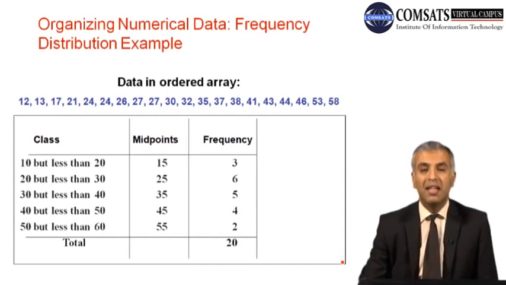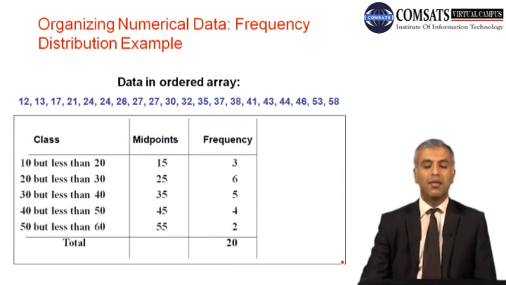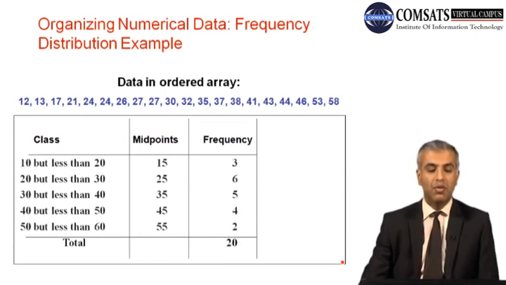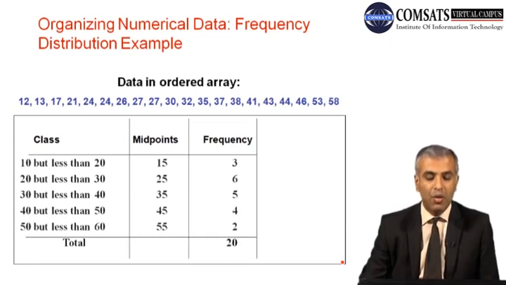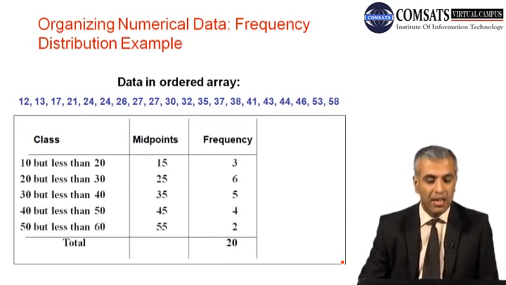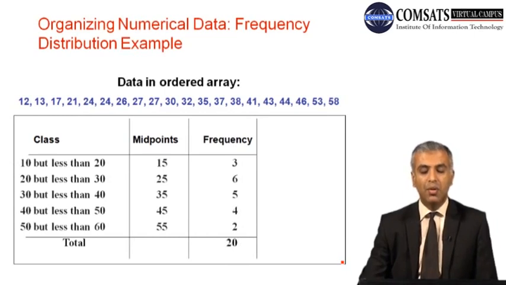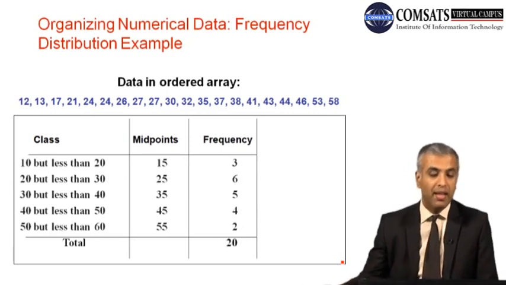Similarly, in the next class, which ranges from 20 to 30, the frequency, or the number of values which fall in between, is 6. Similarly, we have a frequency of 5 between 30 and 40, a frequency of 4 between 40 and 50, and a frequency of 2 between 50 and 60. So in total, there are 20 values displayed under the various class intervals.